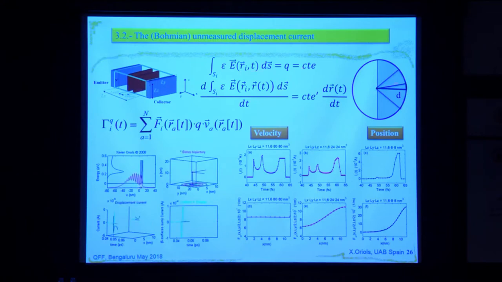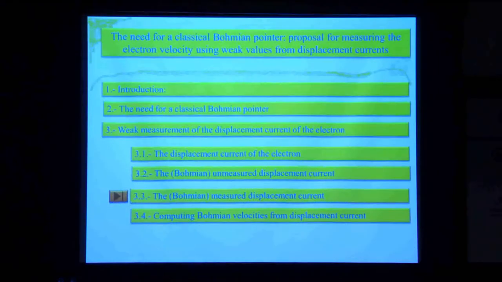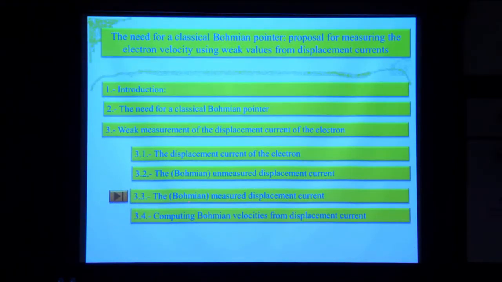And this is what I have explained. Independently of the surface, when the surface is very large like this, the electrical field has a constant value equal to the charge. So when the surface is very large, it doesn't matter what the distance from here to the surface is, you always get the same value. Then when you take the derivative, you get basically this constant, times the derivative of the Bohmian trajectory, which gives you basically the velocity. Okay, let us move on and do it correctly.